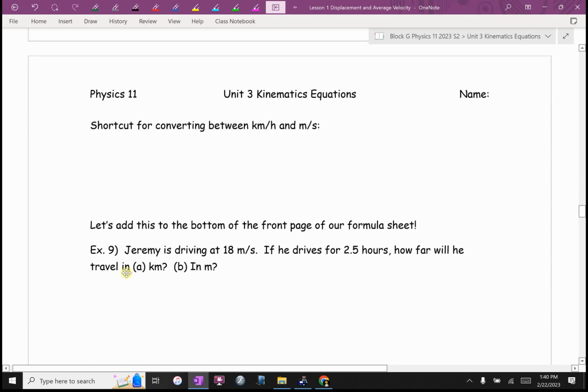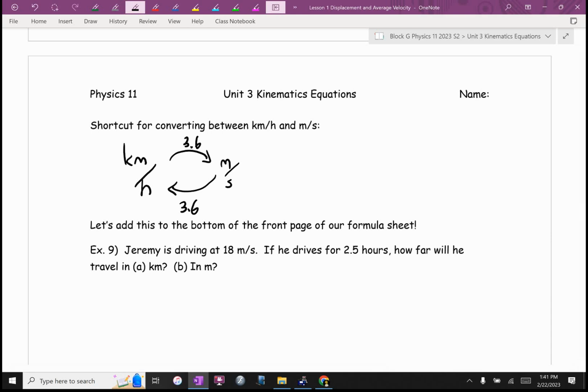So the shortcut for converting between kilometers per hour and meters per second, we said kilometers per hour to meters per second. Each of these was something to do with a 3.6. To go from kilometers per hour to meters per second, was it times by 3.6 or divide? It's on your formula sheet. You don't need to memorize it. What was it? Was it divide? So if you haven't put that on the bottom of the front page of your formula sheet, you really want to. And then to go from meters per second to kilometers per hour, it's not divide by 3.6, it's? Times. Okay.